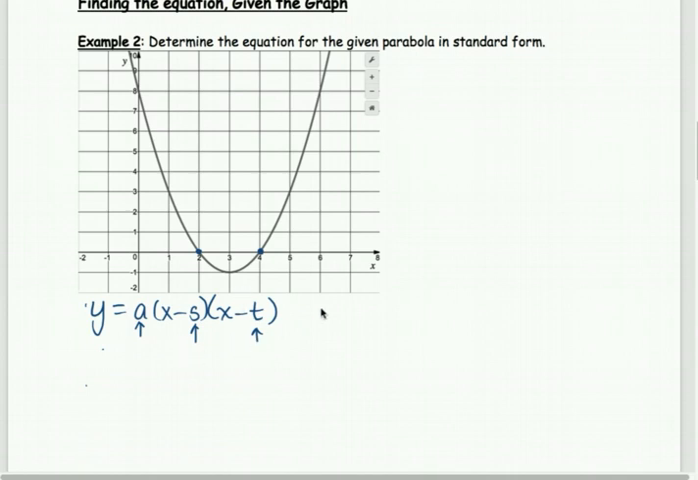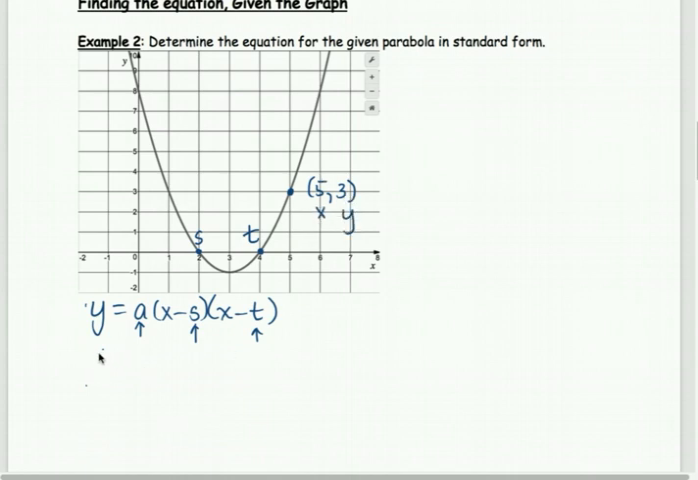Okay, so let's say S, that one's S, and that one's T. Okay, and then to find A, remember we just need another nice point. So I'm looking at this one here. This looks like a nice point. Goes right through the crosshair, so that's 5, 3. Okay, so that'll be our x and y.